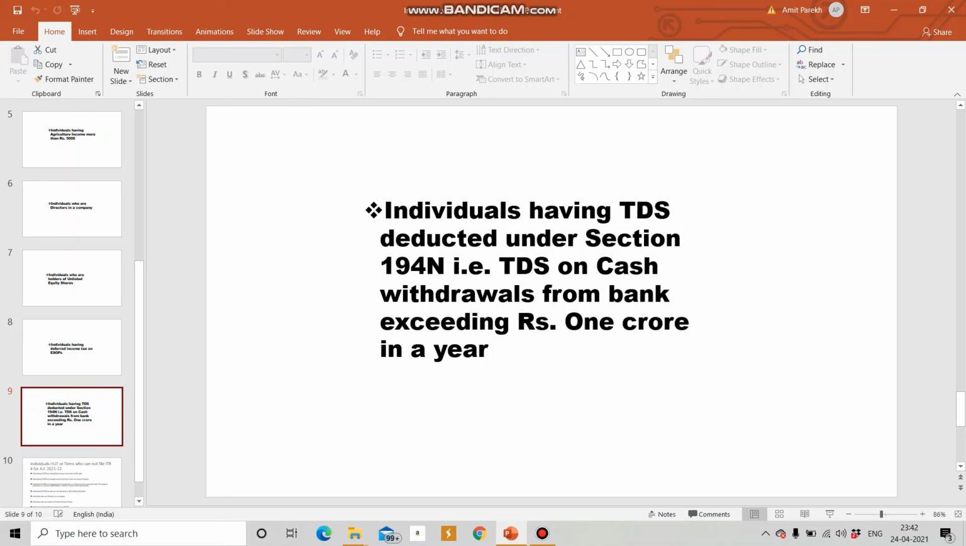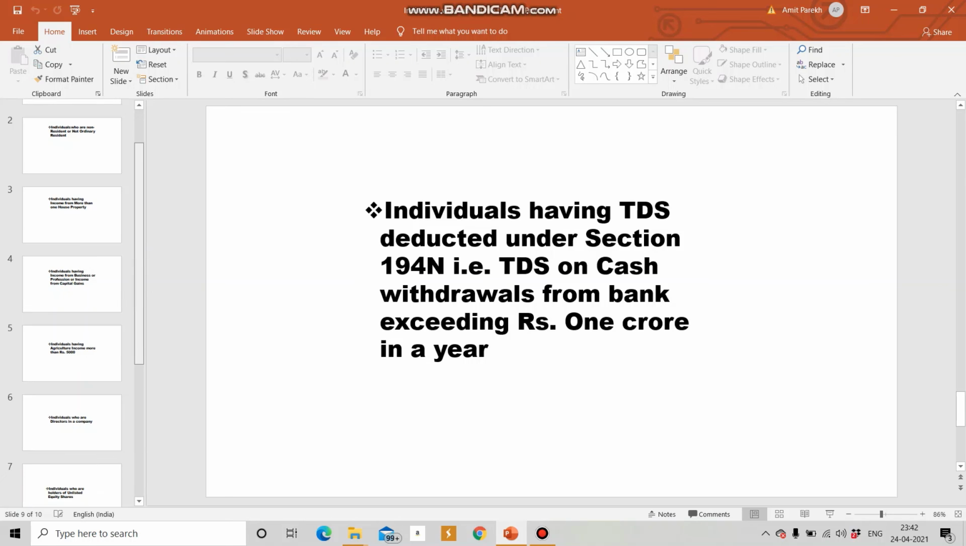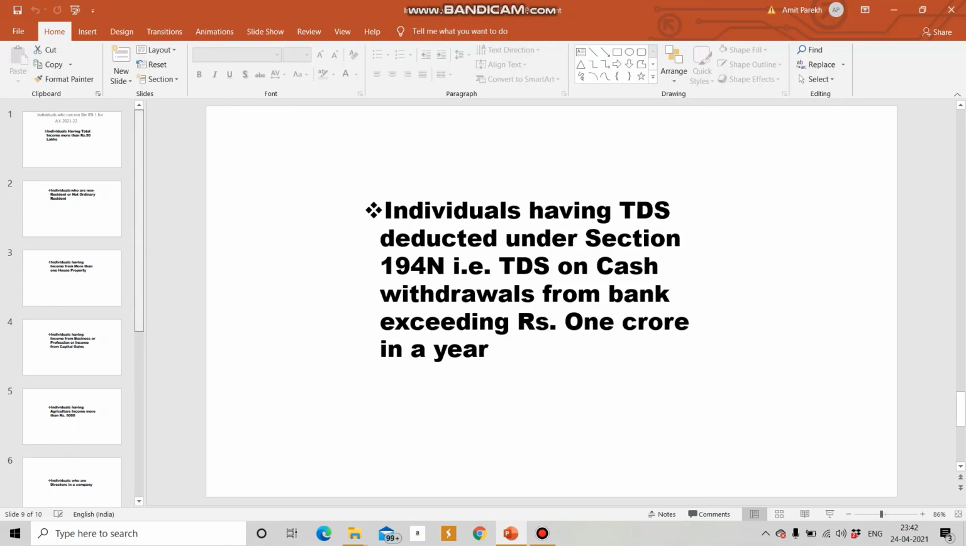So these are all the cases. We have understood all the cases where the individuals cannot file ITR 1 and they have to file other ITRs. Apart from these 9 cases which we have discussed, if an individual has other income, then he can file ITR 1.